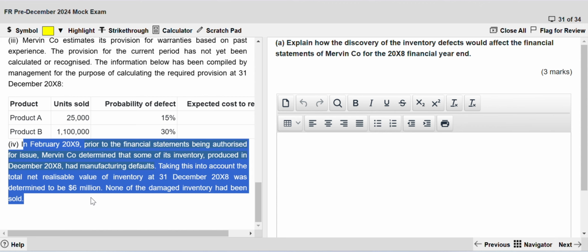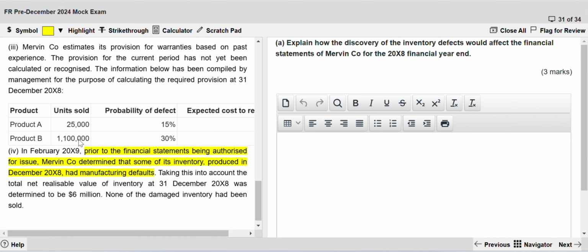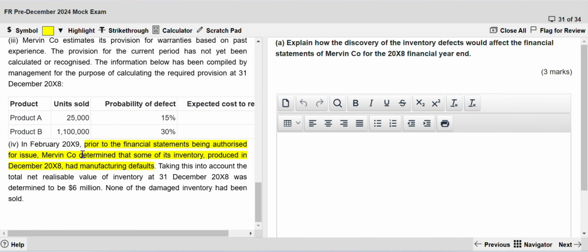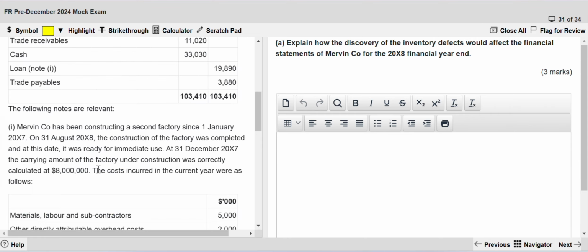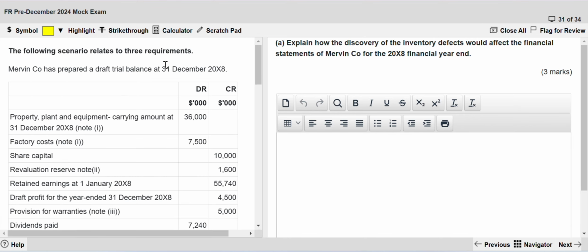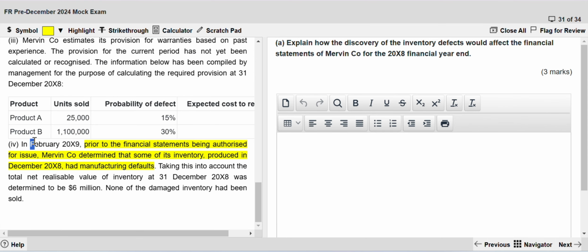Point number 6. If you look at this, when did this happen in our factory? Before the financial statements were authorized for issue, Mervyn determined that some of its inventory produced in December had manufacturing defects. When is our year end? Our year end is 31st December 2008. When did this event happen? On 1st February 2009. So which means this is a subsequent event.